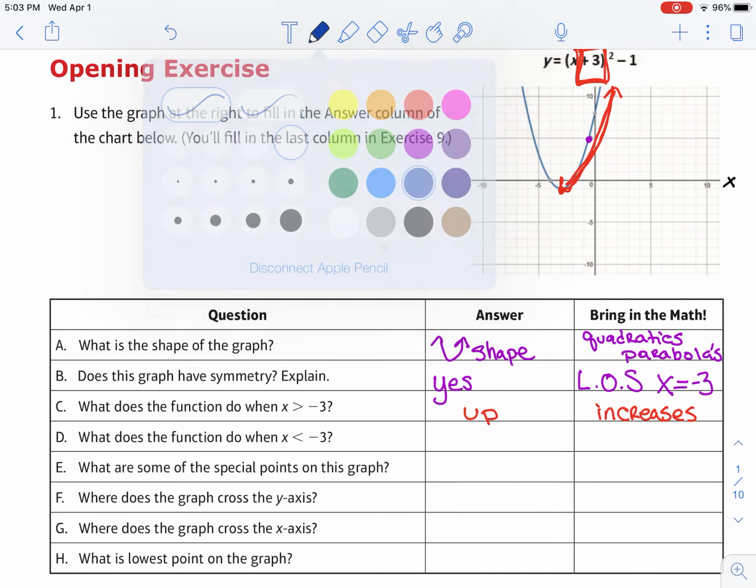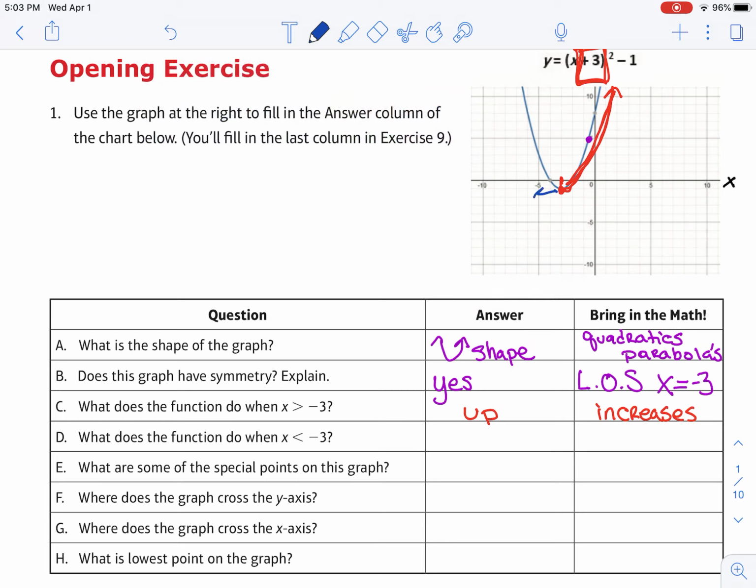What does it do when it's less than? So I look to the left, and some people make the mistake of going to the left and saying it goes up. But we never, ever, ever read from right to left. We always read from left to right. So that's the trick right there, is that this is going down or decreasing.